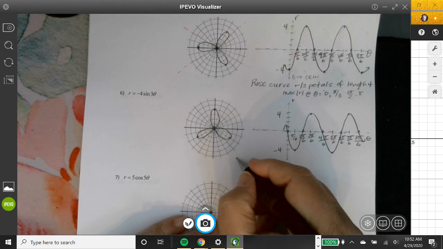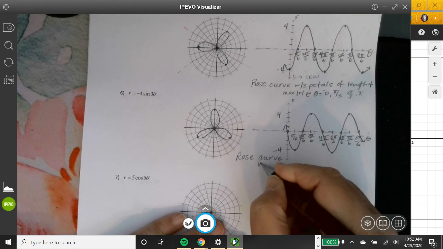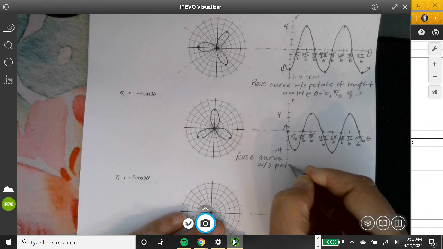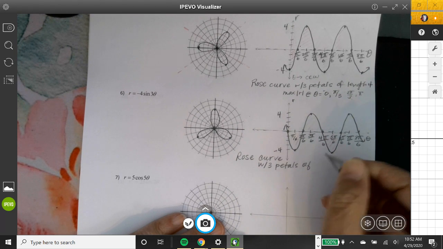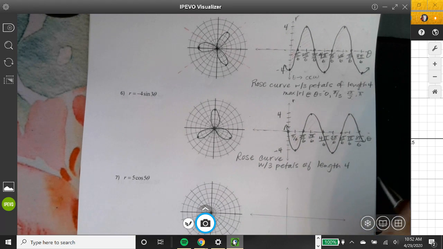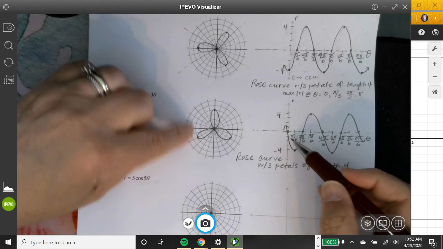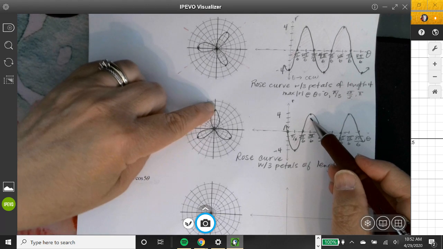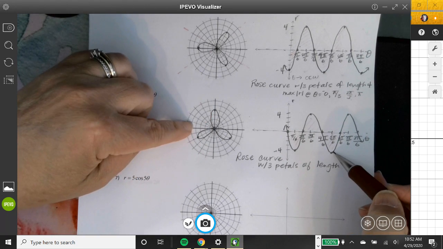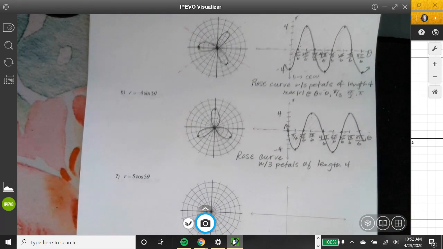We have another rose curve with 3 petals of length 4. And where our max theta r is going to be at negative pi over 6. Yep, that makes sense. It's negative pi over 6 at pi over 2. Yes, and then a negative, over here, and then we go 5 pi over 6. So that works.